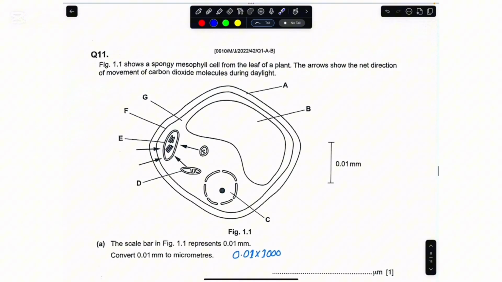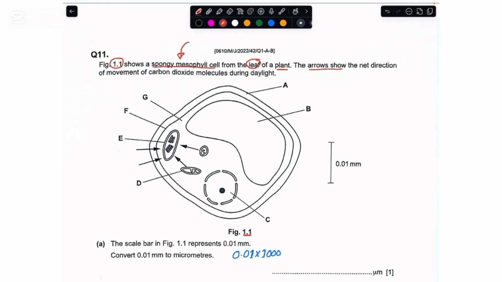Let us come to this question number 11. They say that figure 1.1, which we have given you here, shows a spongy mesophyll cell from the leaf of the plant. Now we know that the leaf of the plant is an organ. It has a cuticle, then it has the upper epidermis, the lower epidermis, then we have the palisade, and we have the spongy mesophyll cells. So they are showing you the diagram of the spongy mesophyll cell.